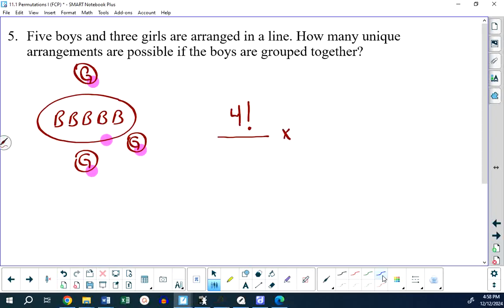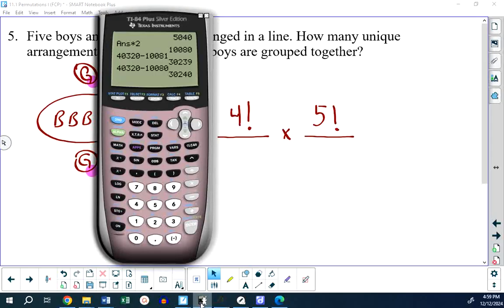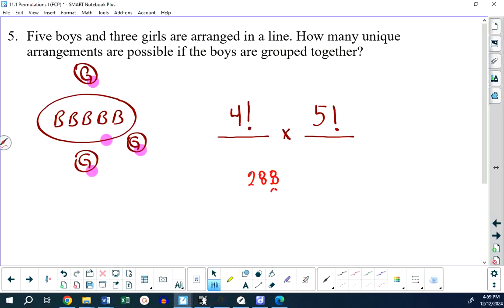Also, though, we need to arrange those 5 boys within their group. We're going to take that group of 5 and put them in different places in the line, but we can also arrange those 5 individual positions in that group, which would be 5 factorial. Working out what that is, I've got a number written down, but I want to double check it. The number I have written down is 2880. 4 factorial, which by the way is 24, times 5 factorial, which by the way is 120. You'll get used to these numbers over time. Gives me 2880. So the answer to number 5 is 2880.